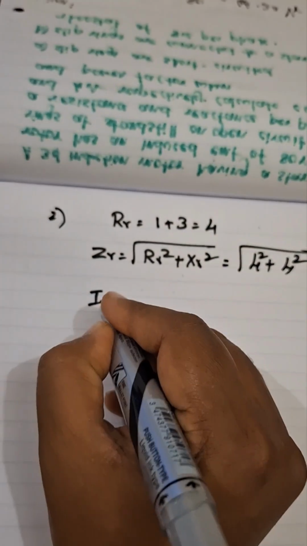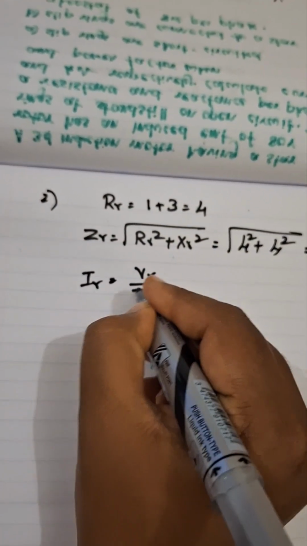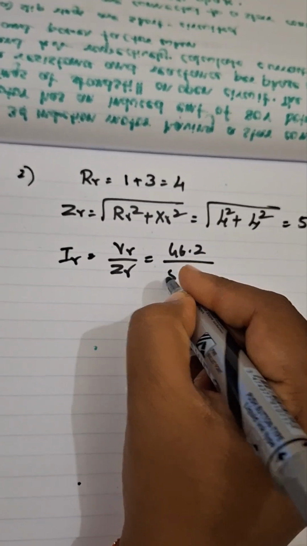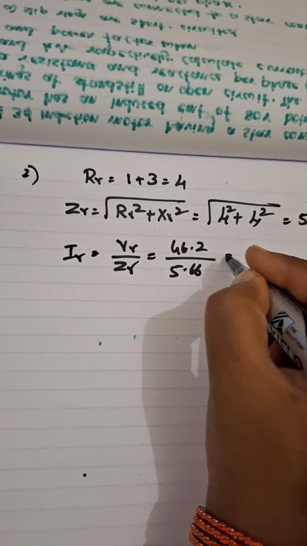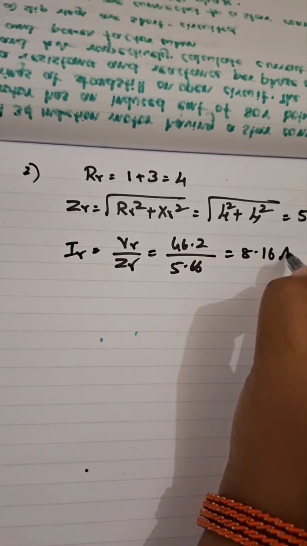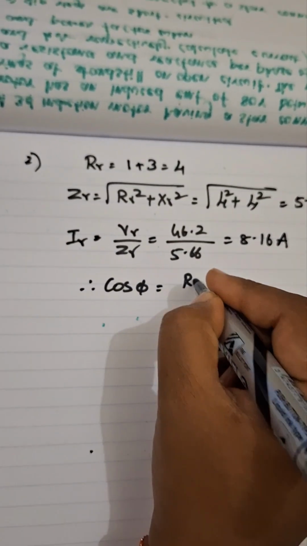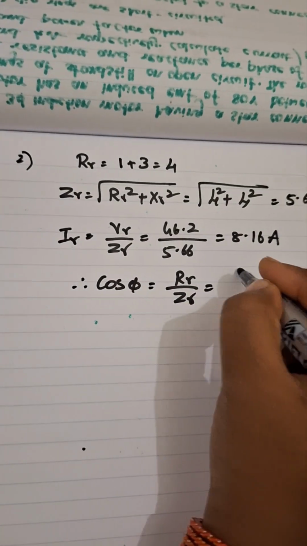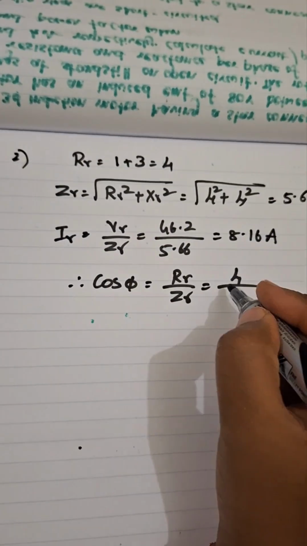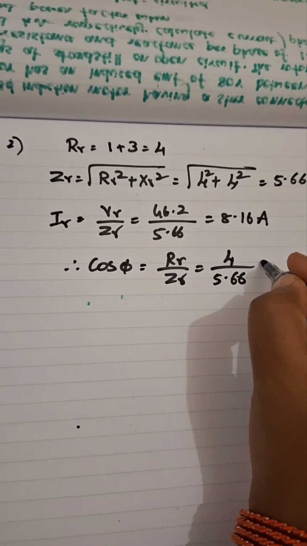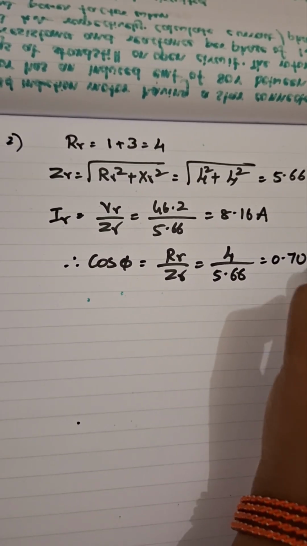Okay. So IR is equal to VR by ZR. VR we got 46.2, ZR we got 5.66. So our answer will be 8.16 amps. And they are asking us to find the power factor also. So RR by ZR. The new RR is 4, ZR is 5.66. So 4 divided by 5.66 will give you 0.707.